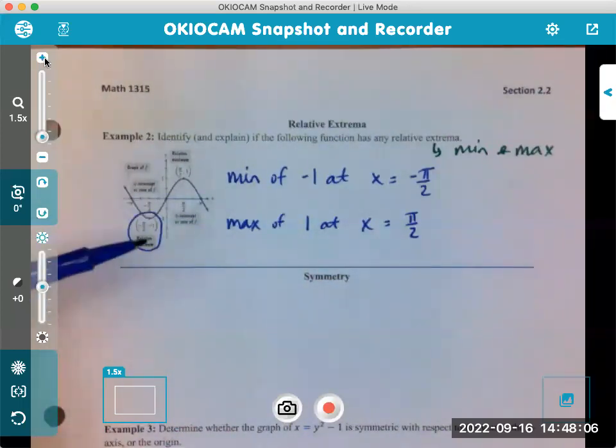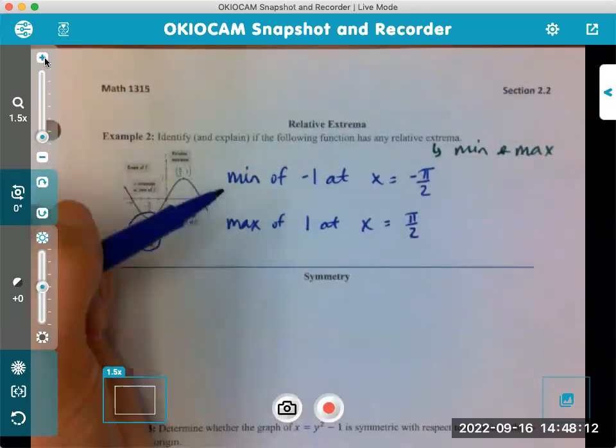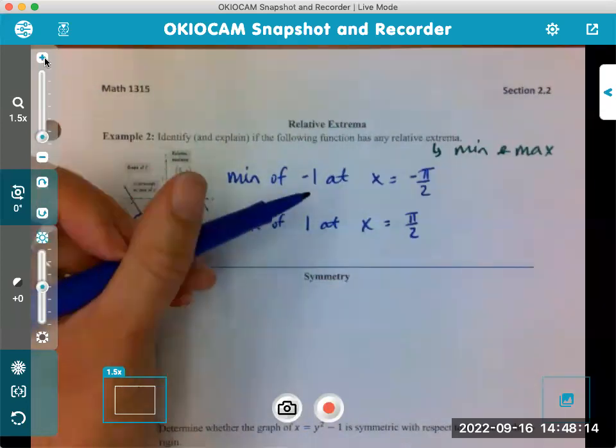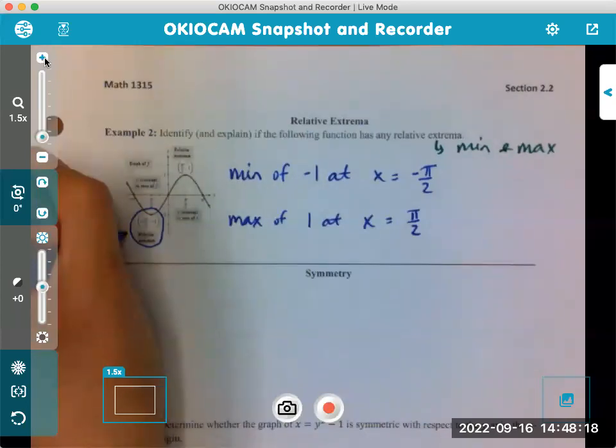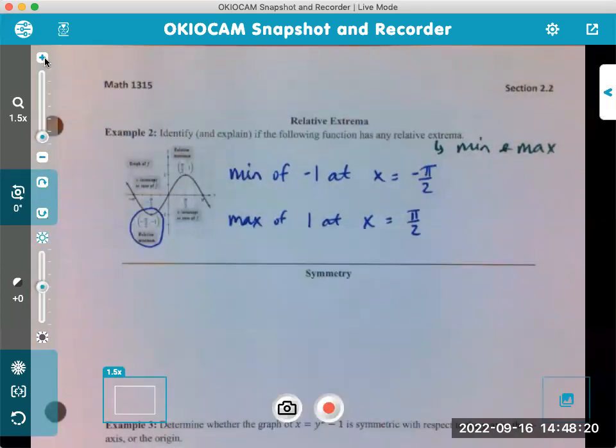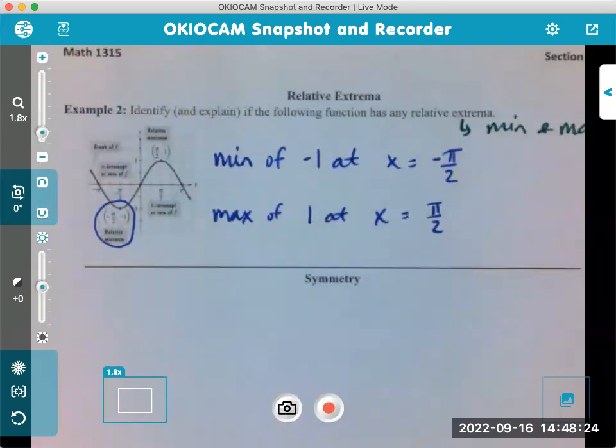Think of it as hills and valleys, maxes and mins. In the homework, be really careful to see how it wants you to write it. Does it want it as a min of -1 at x equaling pi/2, or does it want the point? So just one thing that I want you to pay attention to when you're doing the homework.